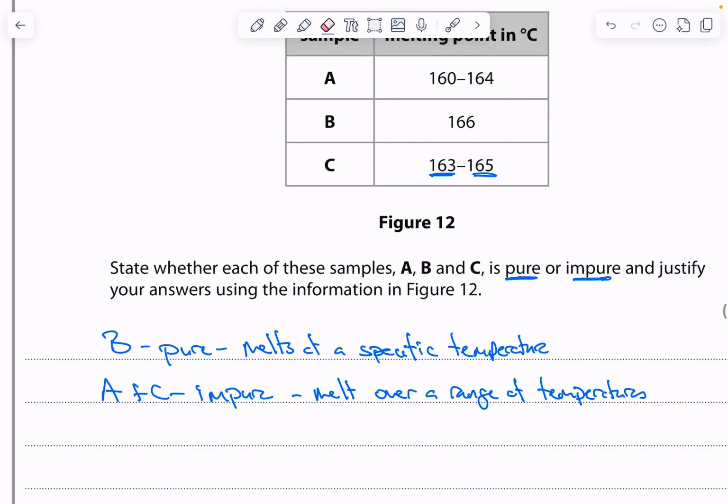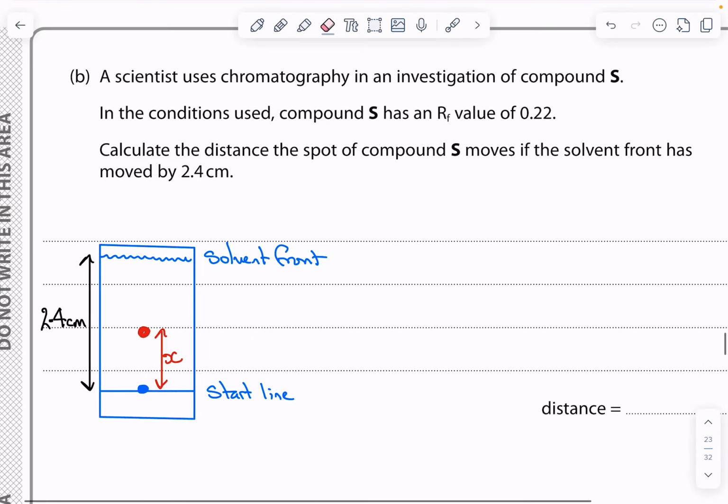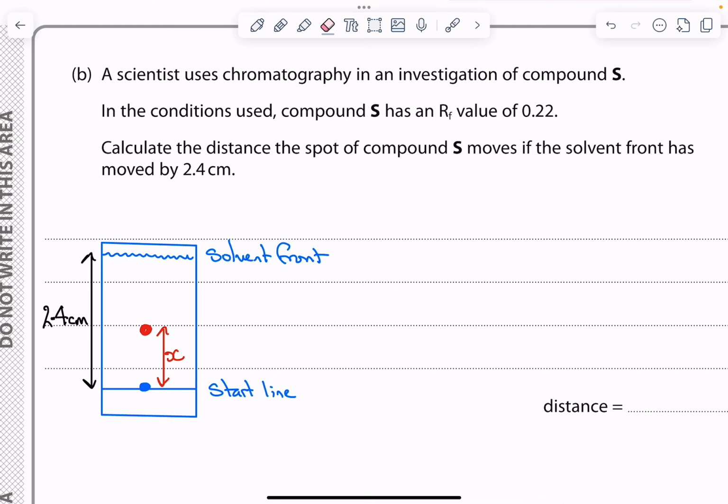Okay, next question. We have got some information, and to help me process this, I've drawn myself a little picture just to help transfer the information into a visual format. So what I can see, we're doing chromatography, and we're told that an RF value is this, and it says calculate the distance that the spot has traveled compared to the solvent. Right, so what I've done is I've drawn where the solvent front is, and that's 2.4 centimeters. And then what I'm being asked to find is how far this spot here has traveled from the start line.